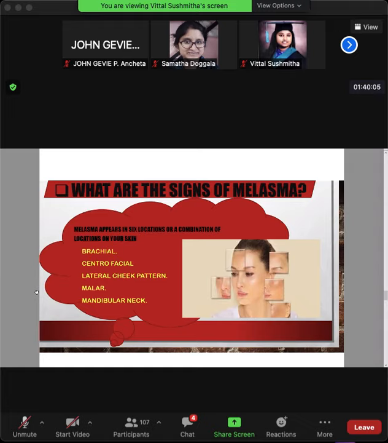What are the signs of melasma? Melasma appears in six locations, or a combination of locations, on your skin: brachial, centrofacial, lateral cheek pattern, malar, and mandibular neck. Next slide.